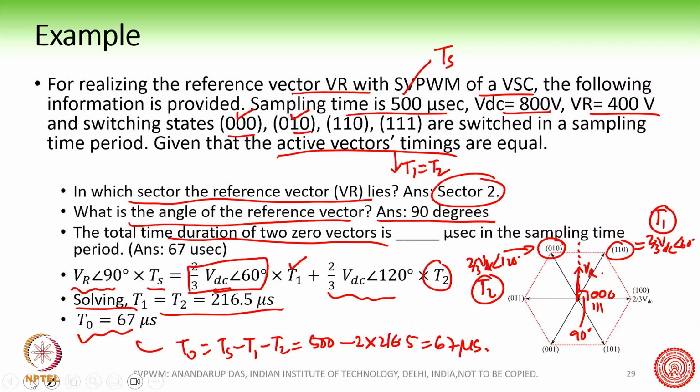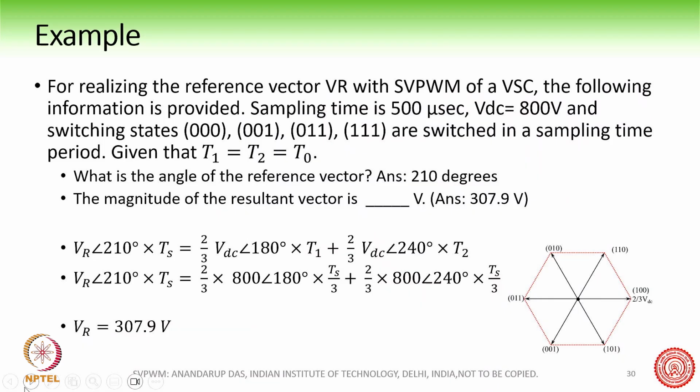Okay, take another example. Again a very similar example: sampling time is 500, VDC is 500, and the states used are 0 0 0, 0 0 1 and 0 1 1. So 0 0 0 is here, 0 0 1 is here, and 0 1 1 is here, and when I switch in a sampling period, given T1 equal to T2 equal to T0.